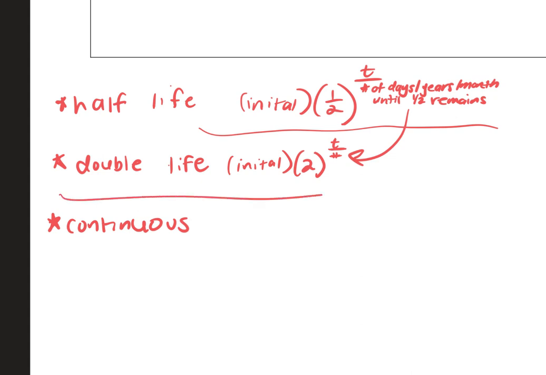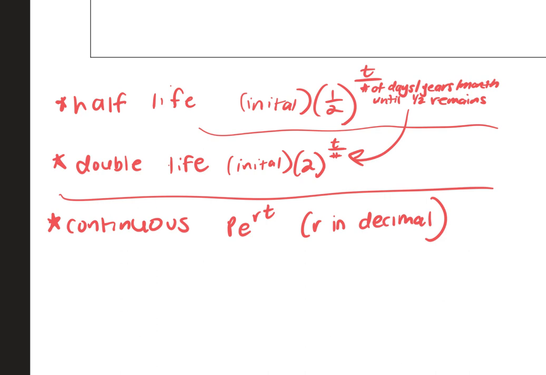And then continuous is your PERT, where P is the initial, E is your natural base, R has to be in decimal form. So if it gives it to you in percent, we move it back. And then T is however long that's in.